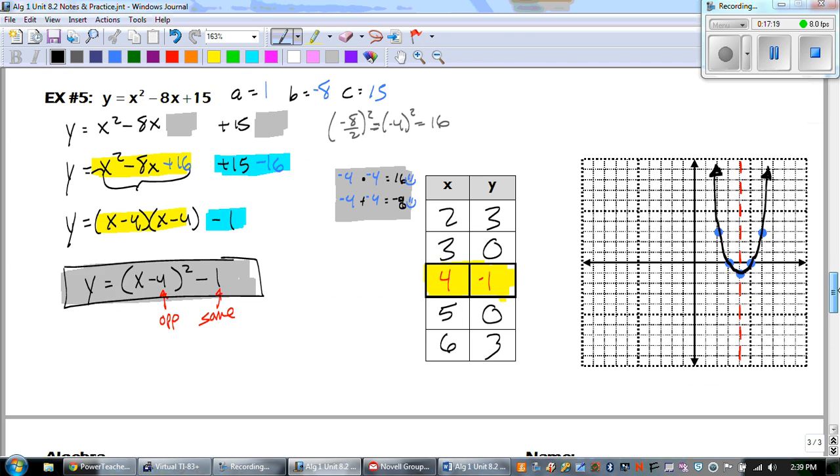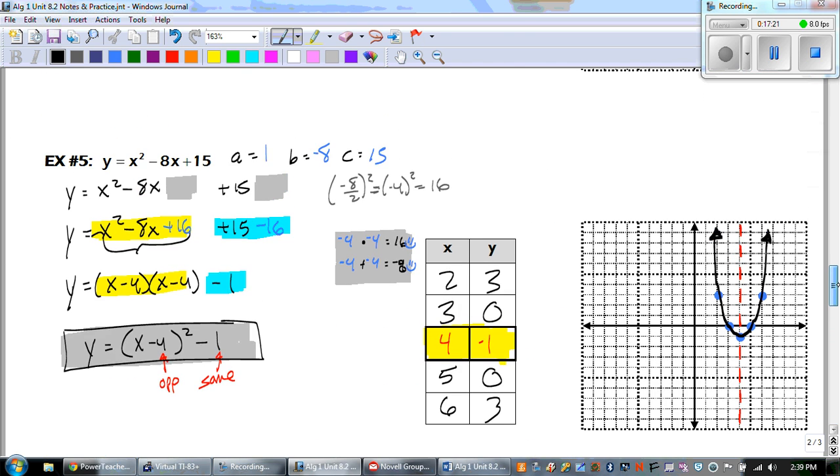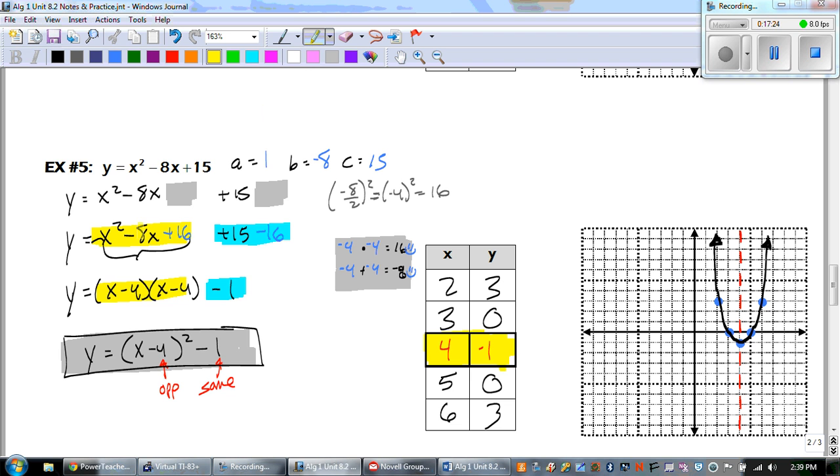Okay? Just guys, the key thing that we want to stress, the only reason that we're able to do this shortcut right here is you have to pay attention to what your leading coefficient is, okay? When that is a 1, that's when we're able to do this shortcut, okay?